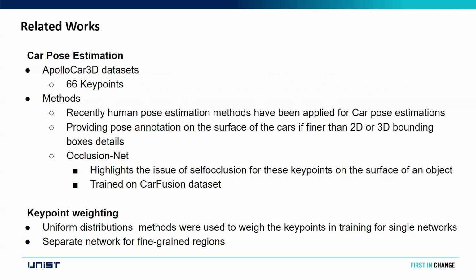Yeah, so they claim that this car pose estimation on this Apollo Car 3D dataset is better than simply detecting 2D or 3D bounding boxes, because firstly you have more points to work on, and it may give finer details about the object in the image than the bounding box.